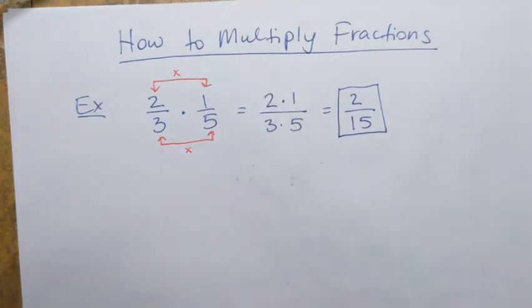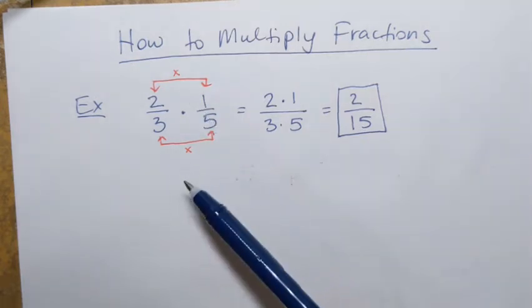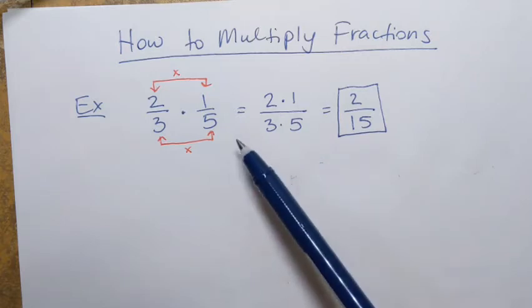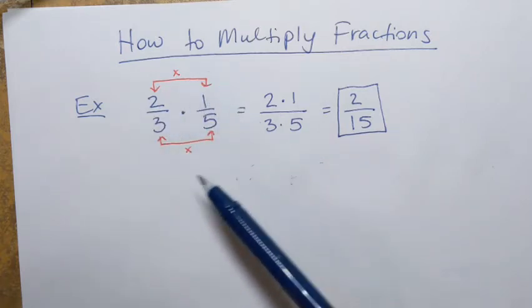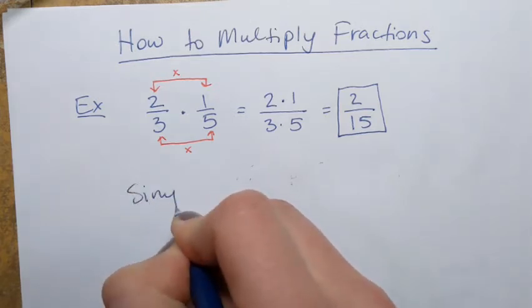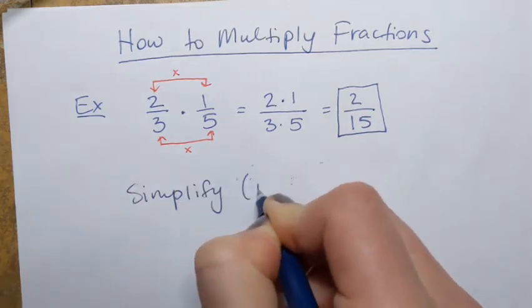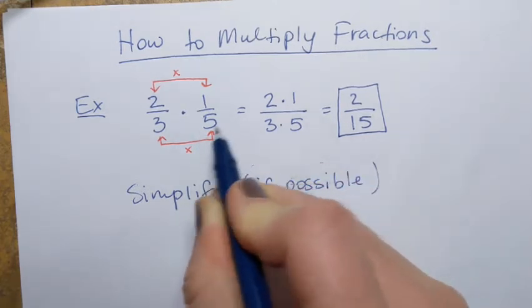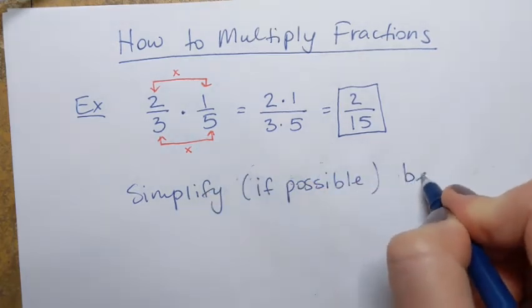So we'll see that in the next example. But when we say simplify, it's better not to wait until the final answer, but rather check if you can simplify from the very beginning. So I'm going to say simplify if possible. Like here, it was not possible before multiplying.